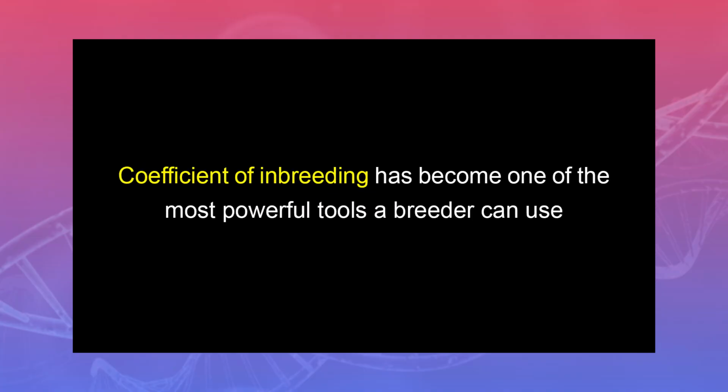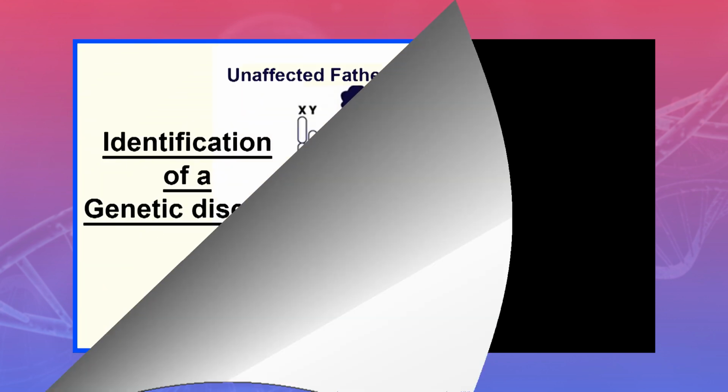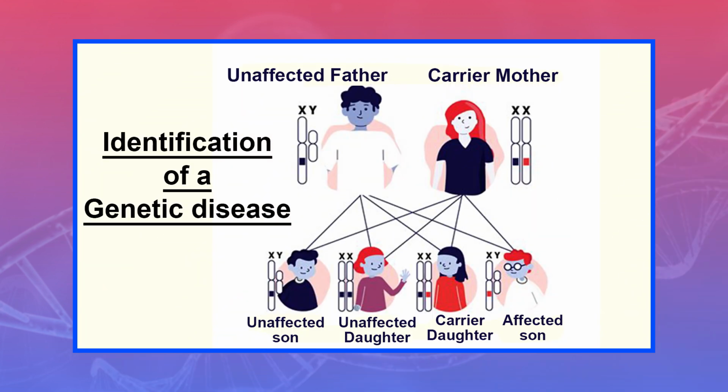The coefficient of inbreeding has become one of the most powerful tools a breeder can use, not only to predict the potential danger possible from a particular mating in terms of decreased fitness and increased incidence of genetic disease, but also to anticipate an animal's possible value in the genetic improvement of the next generation.